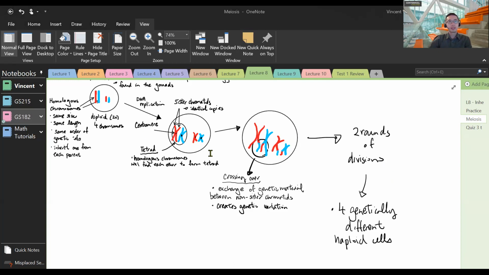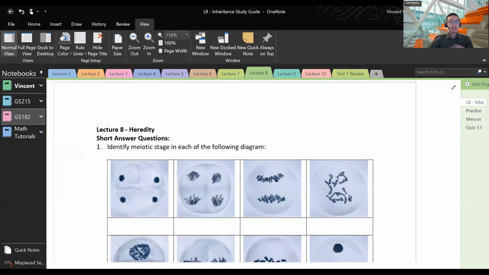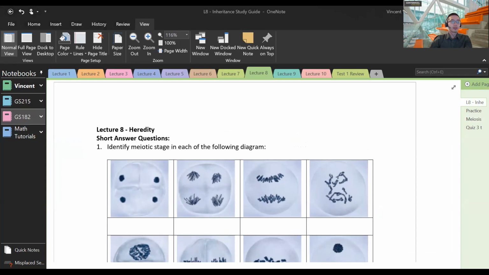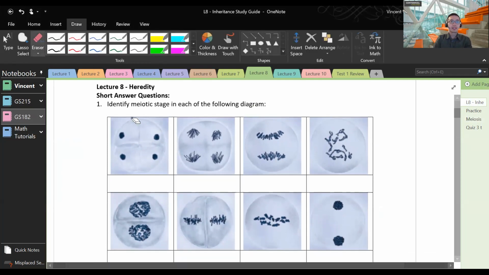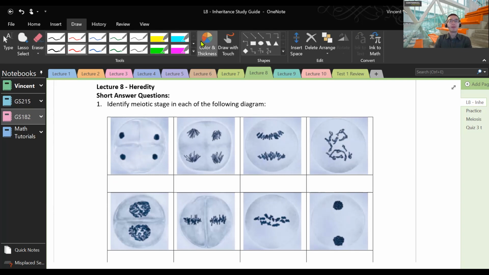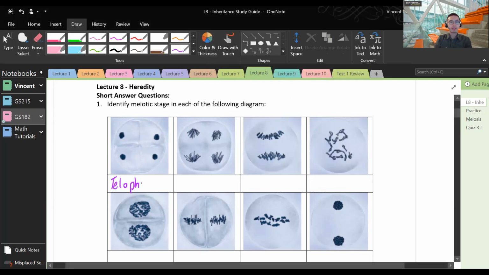All right, so that's a little review to get you all warmed up. Let's go to the study guide right now. Identify the meiotic stage in each of the following diagrams. First one here is probably the easiest to tell because you see 4 cells, right? They're going to probably separate later, because we see 4 cells. Then we know we are in telophase, telophase number 2.